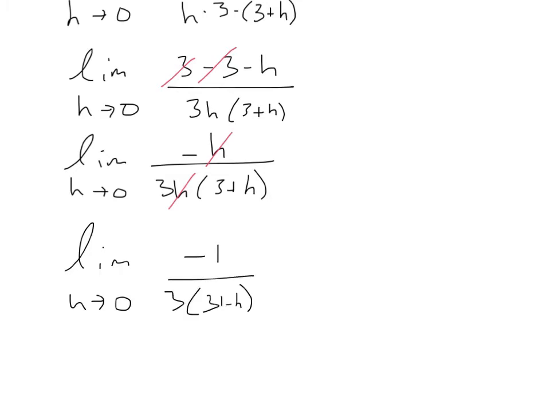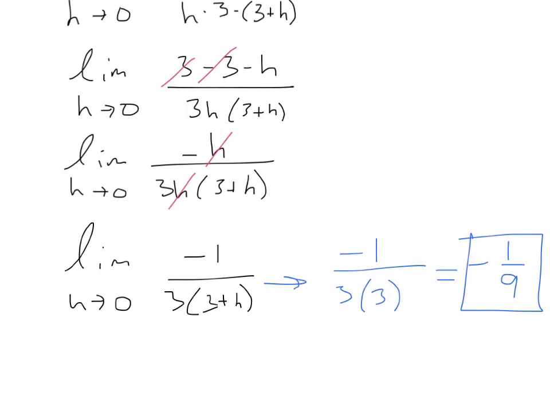And once we get to a place where we feel like we've simplified enough, we go ahead and try evaluating the expression for the value again. Let's try plugging in 0 and see if we can get away with it. I get negative 1 over 3 times 3 plus 0, so 3. That means the limit of this function is negative 1/9.